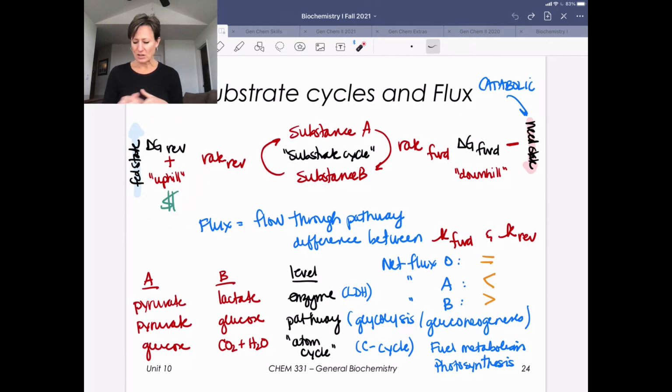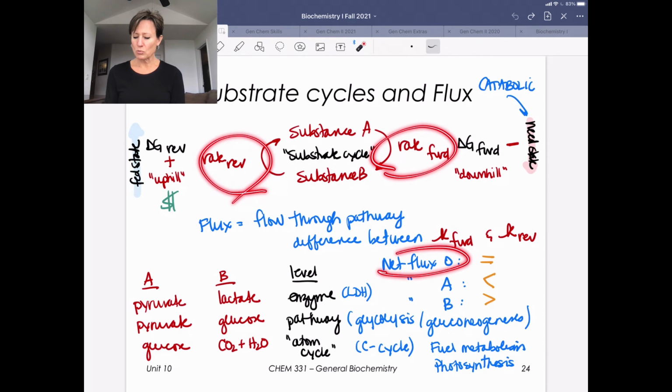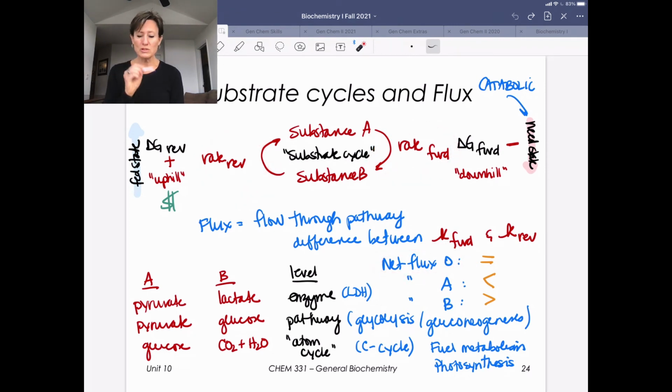So if we think generally what happens if we compare these forward and these reverse reactions, if the forward and the reverse reaction rates are equal, we can say that the net flux through this substrate cycle or this pathway would be zero. We're not going in either direction. We're sort of spinning our wheels if the forward and the reverse rates are equal.